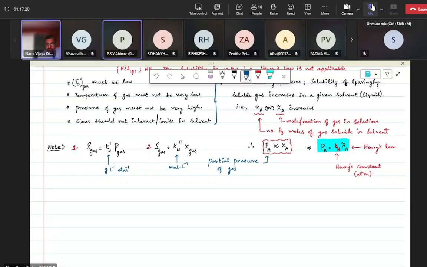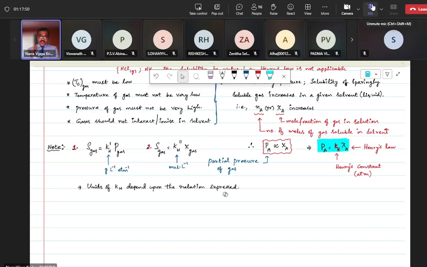I am writing this statement here: units of KH depend upon the empirical relation expressed. Which relation you are expressing, based upon that your units will depend.